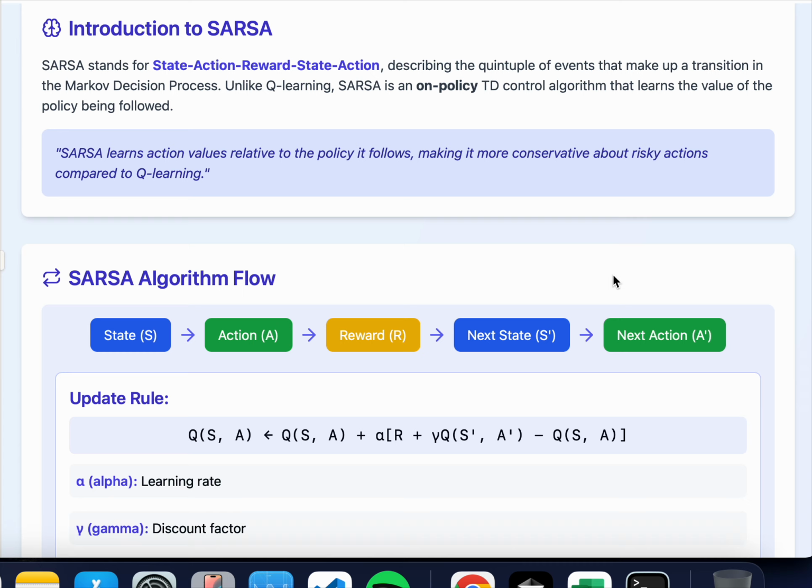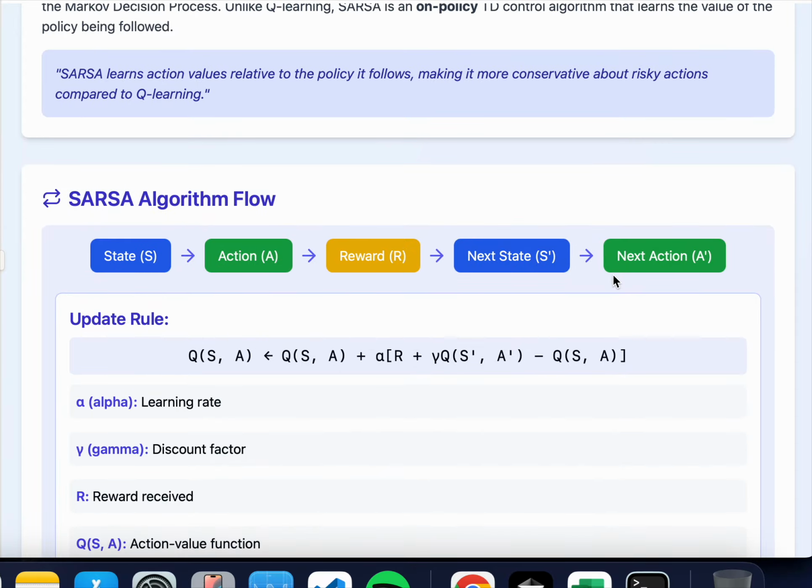And because of that, SARSA tends to play it a bit safer. It's more cautious about risky actions compared to Q-learning. If your policy includes exploration, like taking a random move from time to time, SARSA takes that into account when updating its value estimates. Q-learning doesn't. It just assumes you are always going to take the best action next.